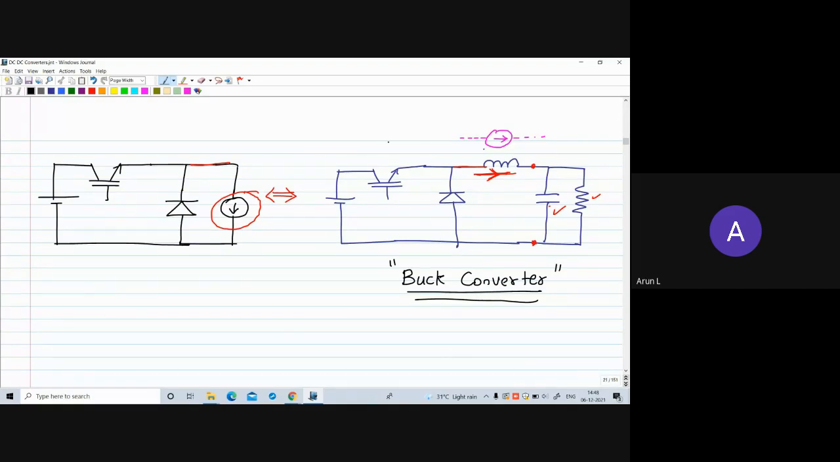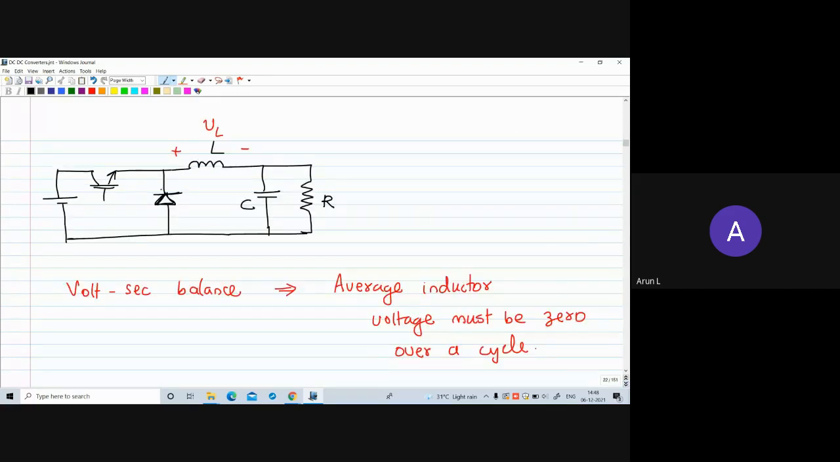So in a buck converter, we can have a switch S1 and a diode D1, and there is an inductance L1, and you have a capacitance filter and a resistive load. So in this buck converter, we can get the desired voltage at the output. We need to get an input-output relationship, a relationship between VI and VO, and that can be deduced using a principle known as volt-second balance.